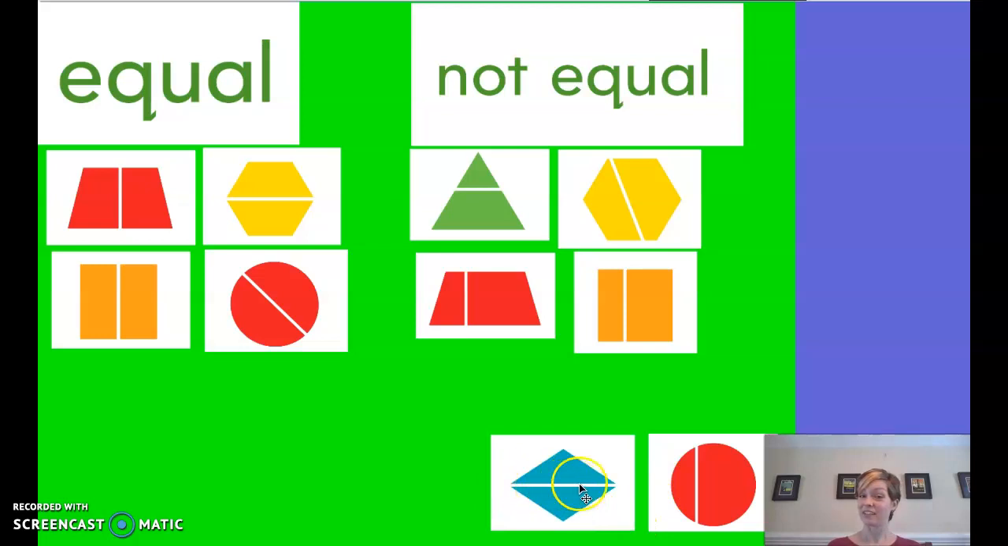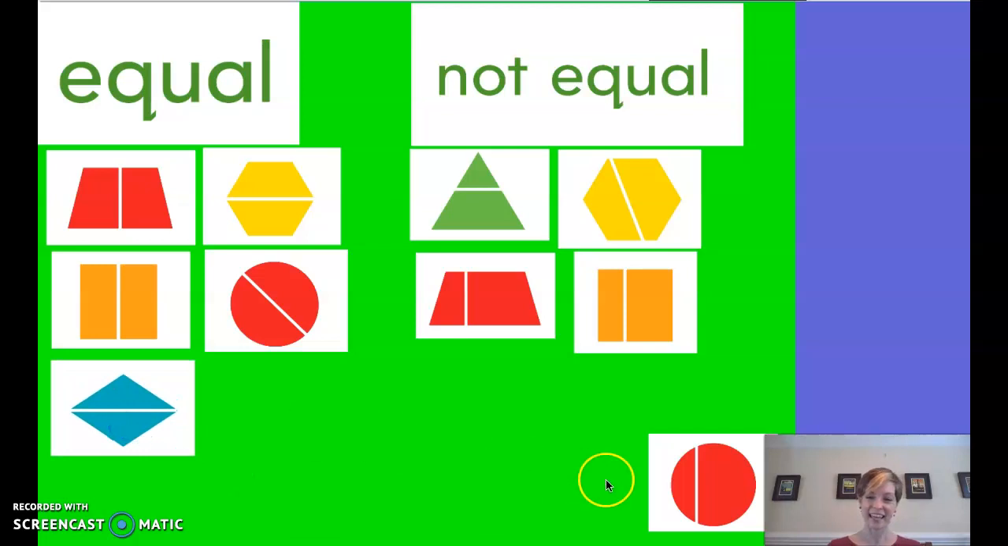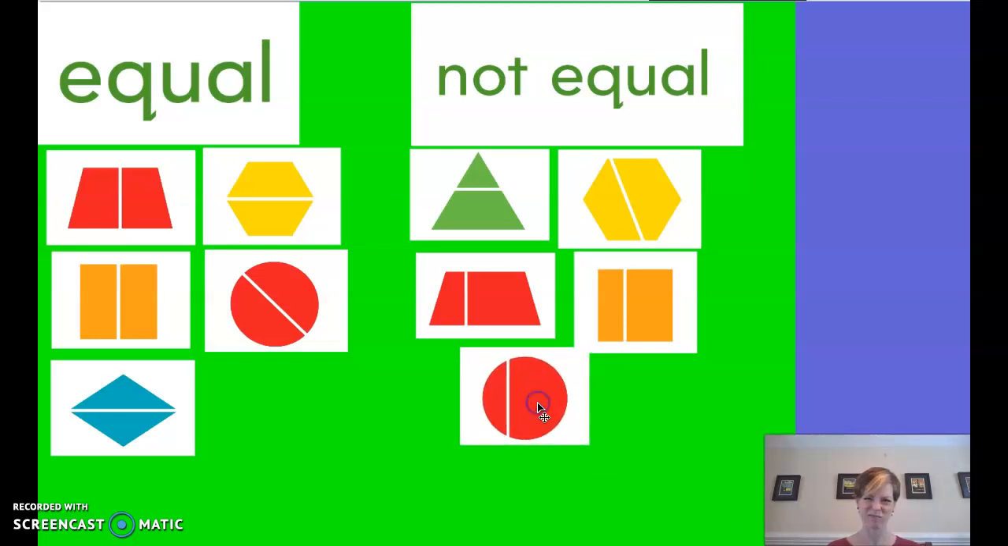What about the parallelogram? Does this piece look exactly the same as the piece under it? It does. That's an equal share. And last but not least, I know you can tell just by looking at this circle, I've got a very big piece over here and a teeny tiny little sliver over there. These are not equal shares. Good job.